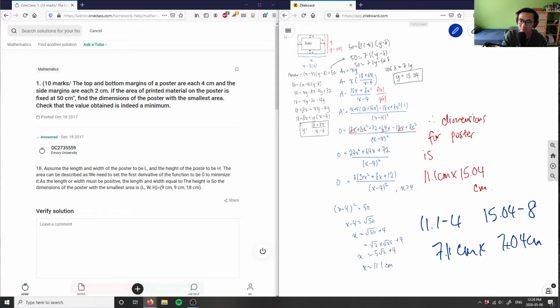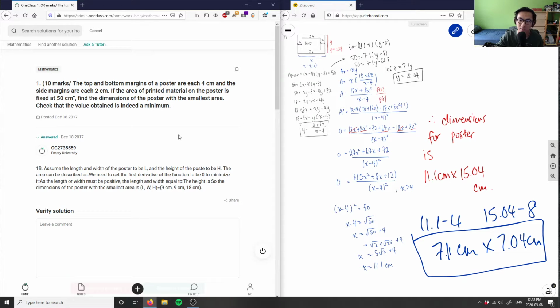And this here is my answer. This here is the solution here. 7.1 by 7.04 here is my answer here, because, again, the area of this is going to equal 50, or approximately 50. So this here is the correct answer. This here was not dimensions of the poster. This is dimensions of the total with the margins here. So this is with the poster with margins.